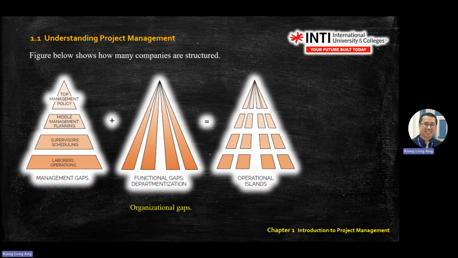So if the gap is bigger at this level, then you will make a bad decision. So the first type is called management gaps. And again, this is a diagram you are able to draw, so most probably it will be in a section A kind of question.